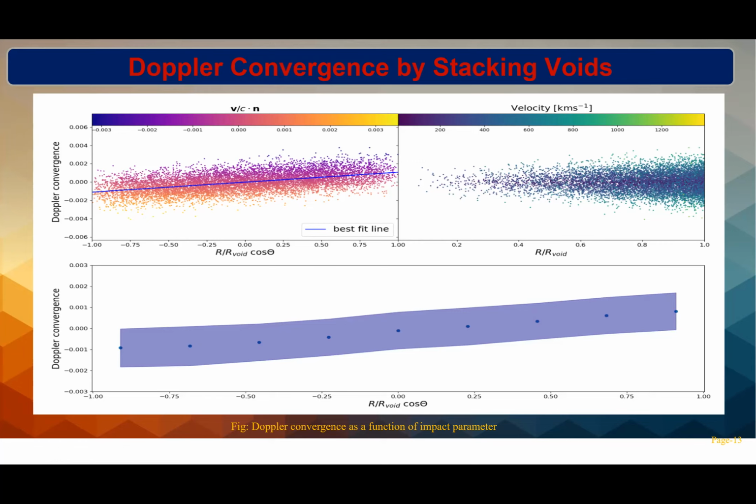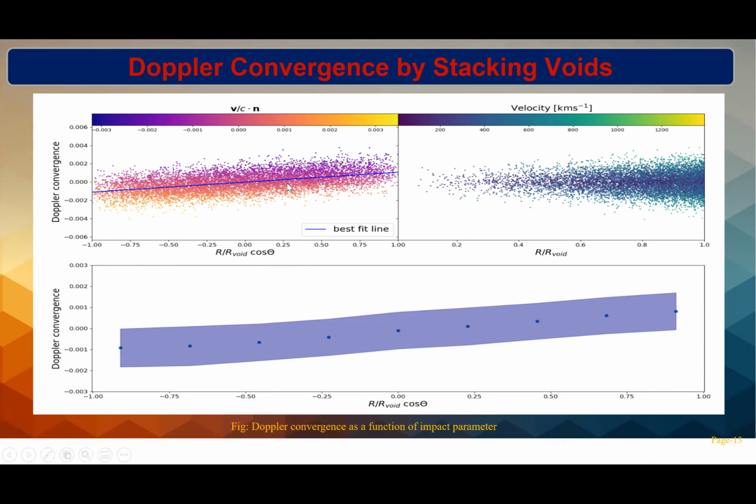If you see the left panel, the top left of the figures shows the Doppler convergence as a function of impact parameter. So from that figure, it is apparent that the value of Doppler convergence due to the underlying matter distributions in the void increases as the distance between the center of the void and the galaxies within the void increases, similar to standard weak lensing as statistical quantities.